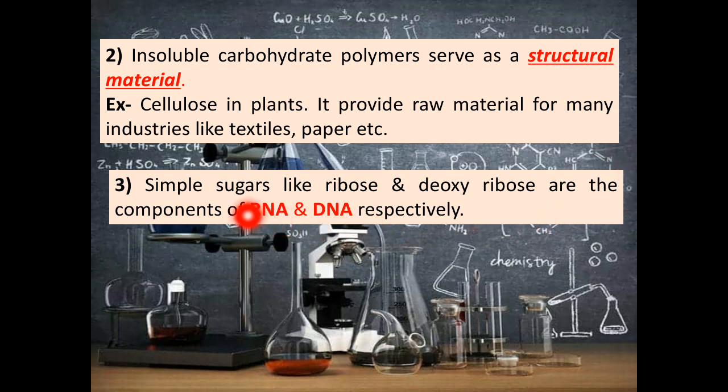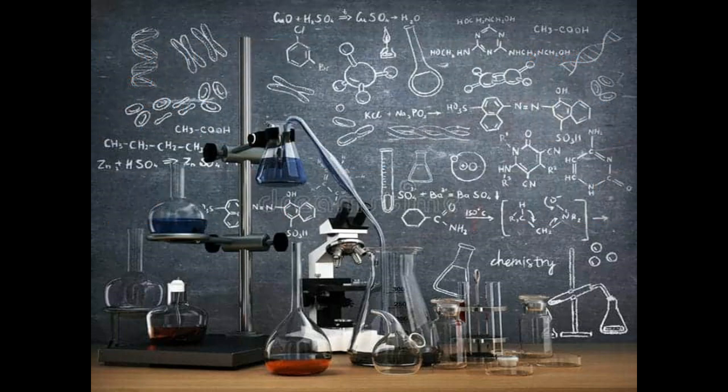The third biological importance, simple sugars like ribose, beta D-2-deoxyribose and deoxyribose are the components of RNA and DNA respectively. These are nucleic acids. About this RNA and DNA we'll study at the end of this chapter. So detailed study is there. This is about the biological importance of carbohydrate.